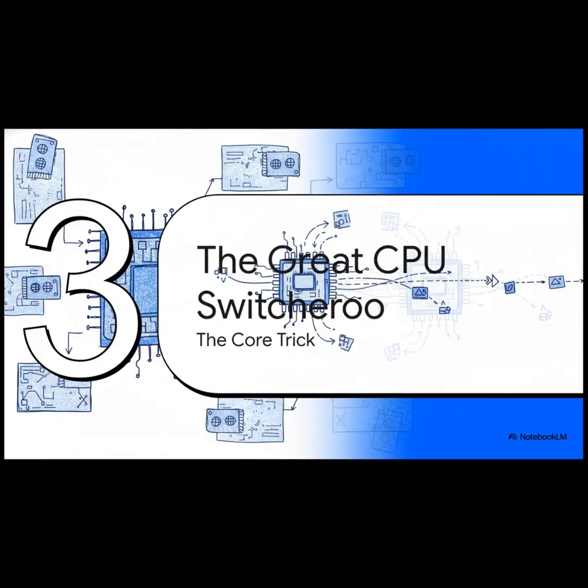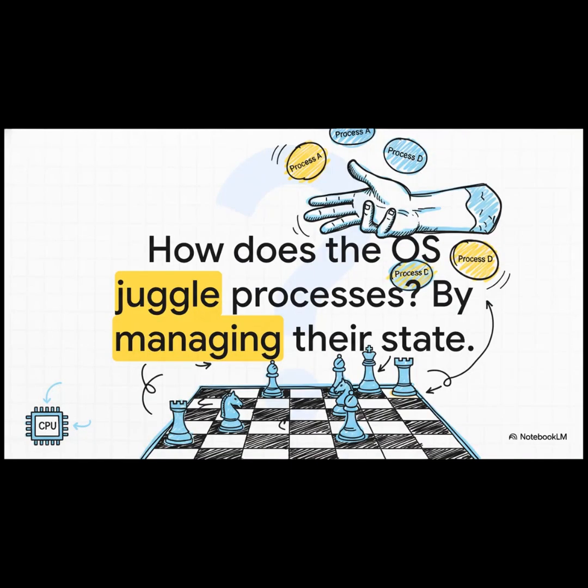All right, so we've got our processes, and each one has its passport, the PCB. Now we get to the real magic trick, the main event, the great CPU switcheroo. So how does the OS actually do the juggling? How does it decide who gets the CPU and for how long? Well, it's all about managing the state of each process. It's like a master chess player constantly moving pieces around the board.